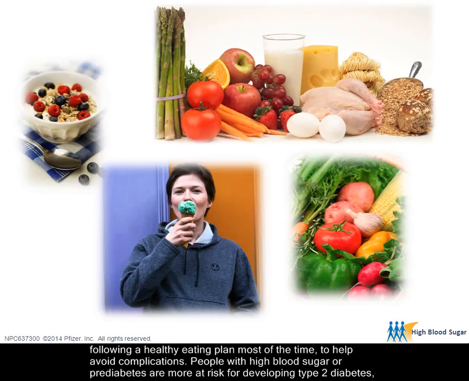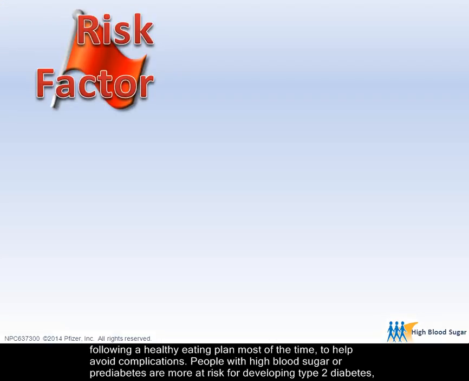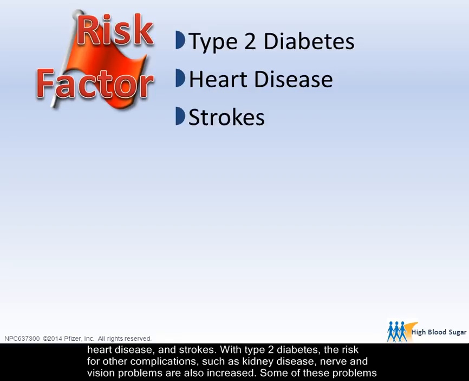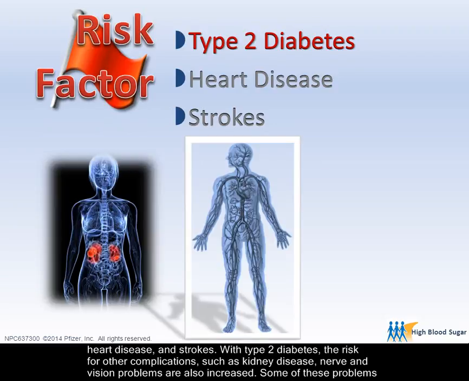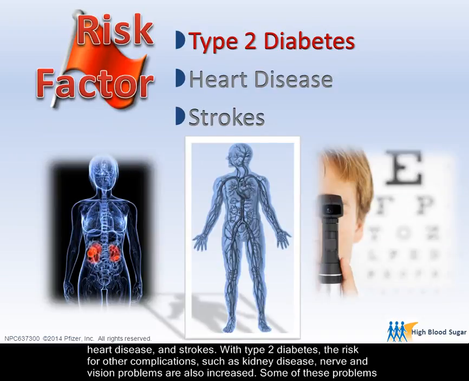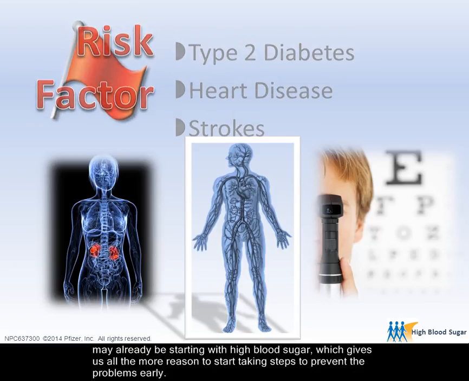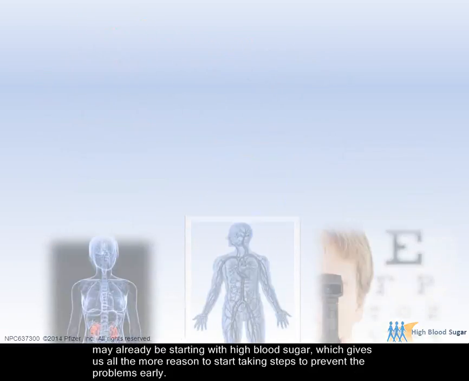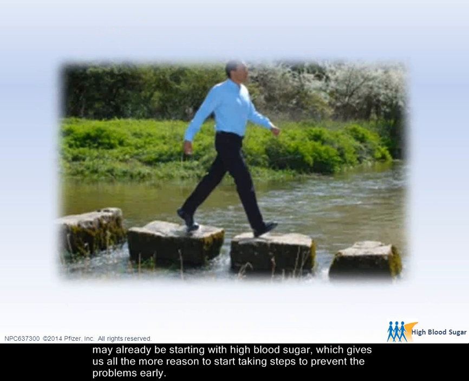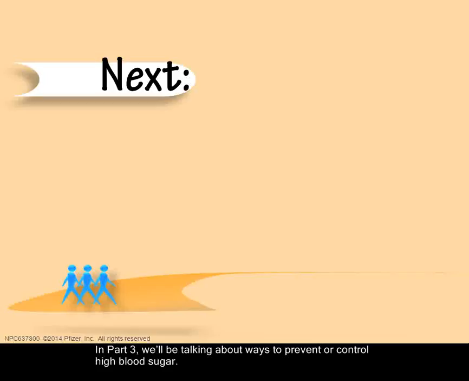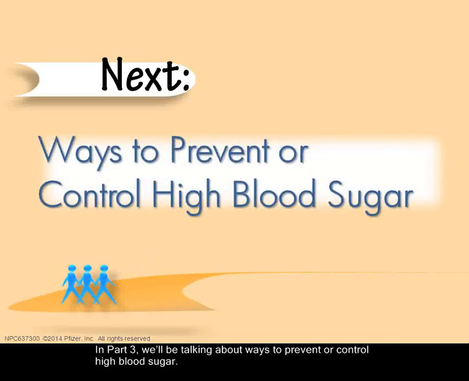People with high blood sugar or prediabetes are more at risk for developing type 2 diabetes, heart disease, and strokes. With type 2 diabetes, the risk for other complications such as kidney disease, nerve and vision problems are also increased. Some of these problems may already be starting with high blood sugar, which gives us all the more reason to start taking steps to prevent the problems early. In Part 3, we'll be talking about ways to prevent or control high blood sugar.